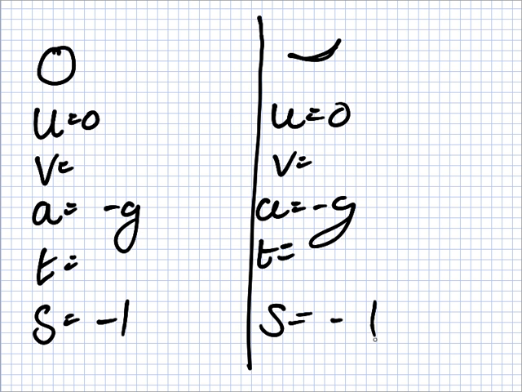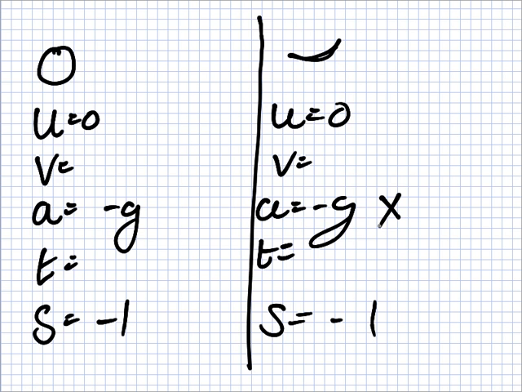Can anyone see what's wrong in this picture? It's a feather. Pinpoint which number or which thing is wrong. The a is wrong. Which one is wrong? The feather. Why? Because of aerodynamics. Yeah, it's not quite right to say this is minus g.